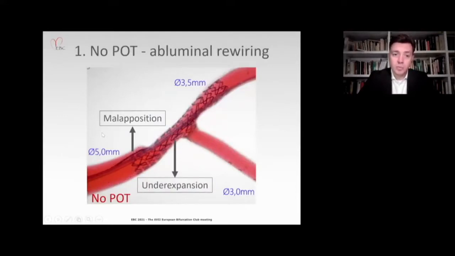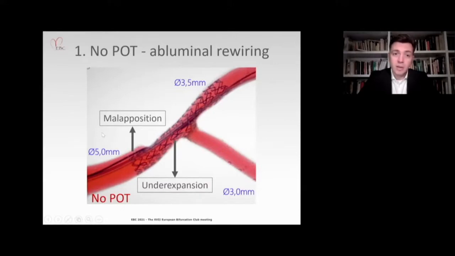If you do not perform POT at all, what is naturally going to be happening, and you see it here on the bench, and thank you to Dr. Lefevre for performing meticulously this bench testing, what you namely see is that you can rewire abluminally. So you basically go behind the struts and you proceed then into the stent lumen without noticing this on most occasions on the angiography.